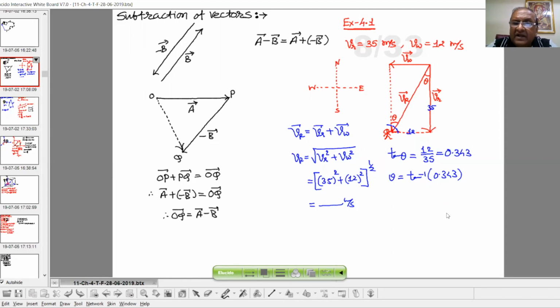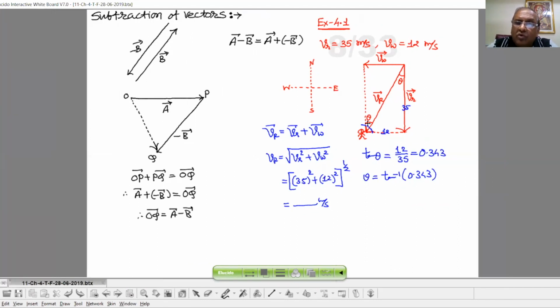We say now the boy has to hold the umbrella at this much angle with vertical. In that way, we have to give the answer. Clear?